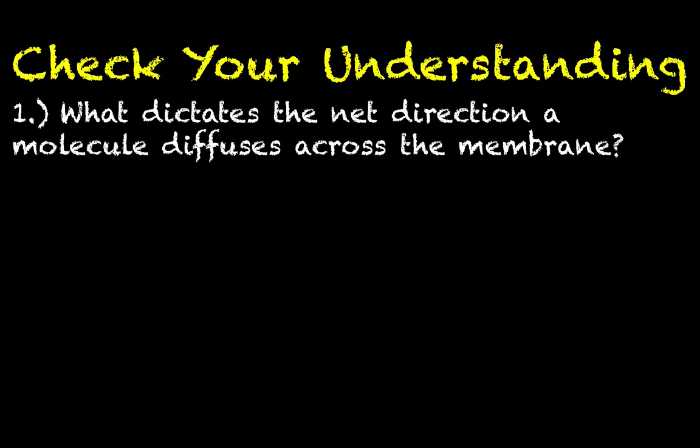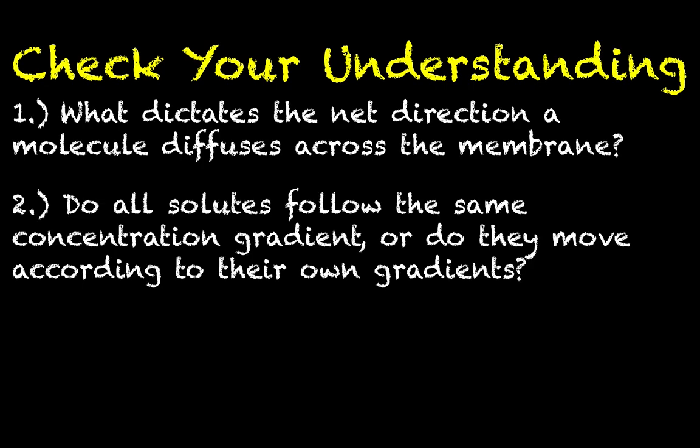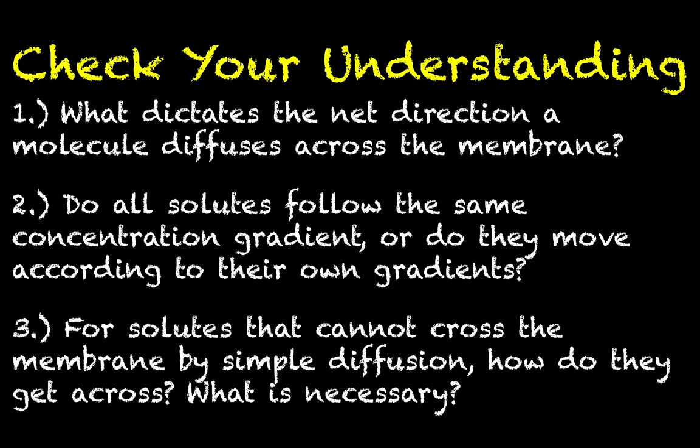For checking your understanding, number 1, what dictates the net direction a molecule diffuses across the membrane? Number 2, do all solutes follow the same concentration gradient, or do they move according to their own gradients? And 3, for solutes that cannot cross the membrane by simple diffusion, how do they get across and what is necessary?